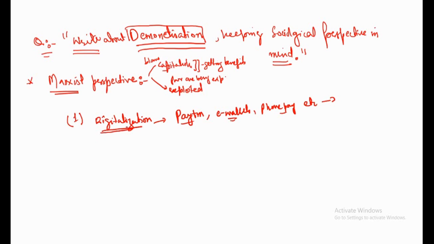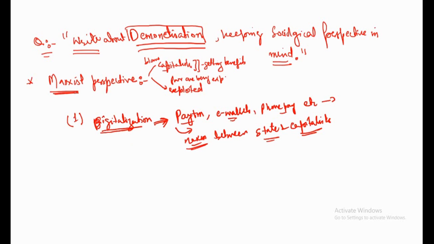demonetization helped the capitalist class. Many new startups were being founded, and they became popular due to demonetization. And you can say that there is a nexus between state and capitalists. So you can mention that, okay, because this is not you mentioning.